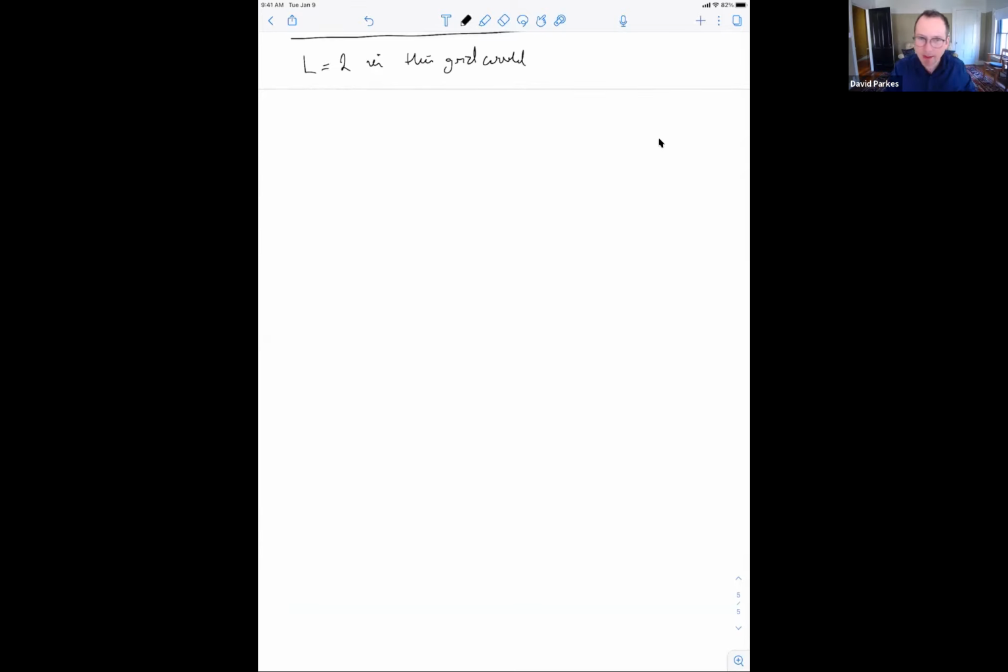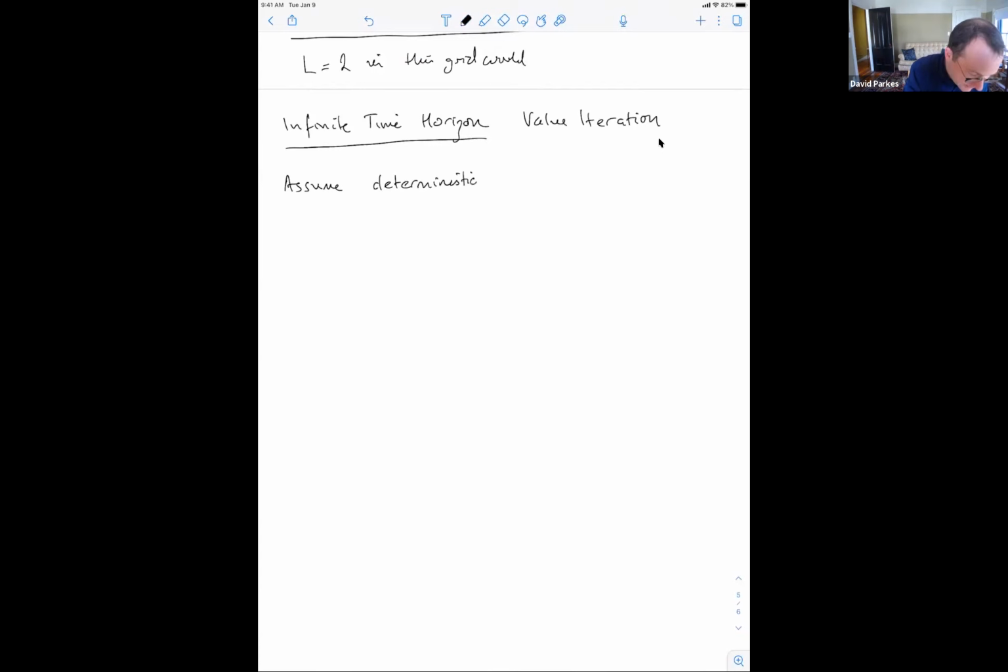So I want to start talking now about the infinite time horizon case, which is the more typical case, and also a little bit more elegant in terms of the solutions that we can find. And again, we're going to think about value iteration. For the purpose of this discussion, we'll assume a deterministic policy, which I'm going to write as pi.